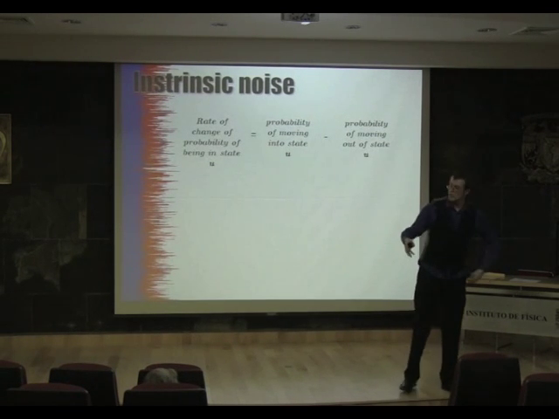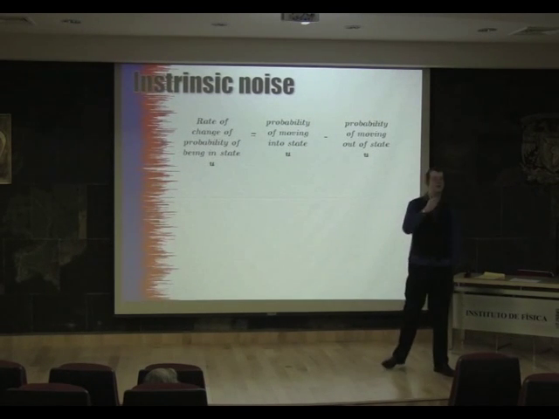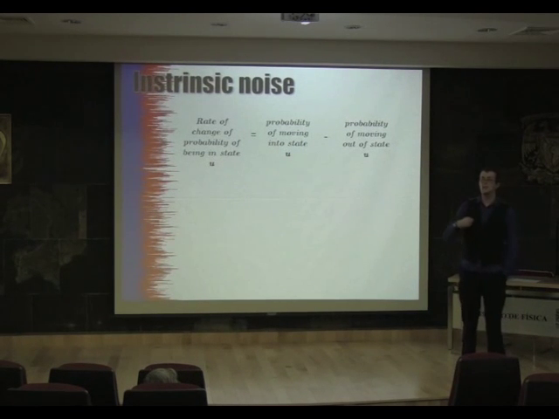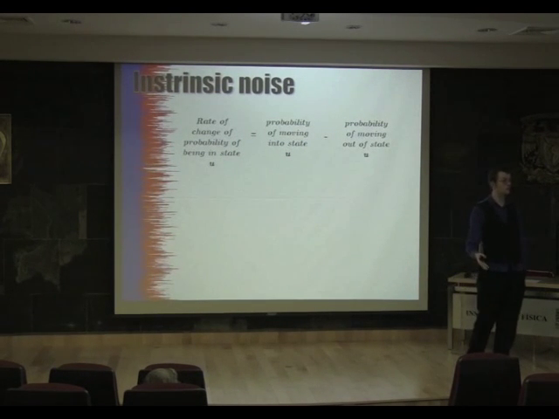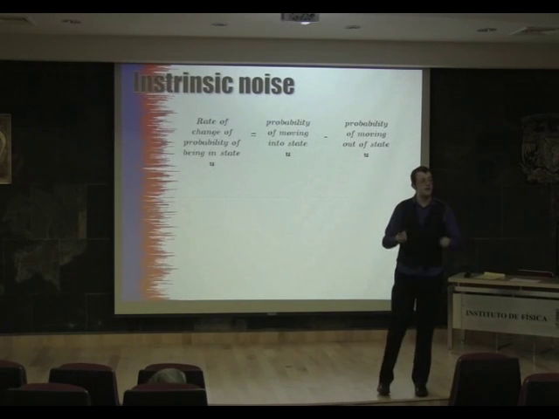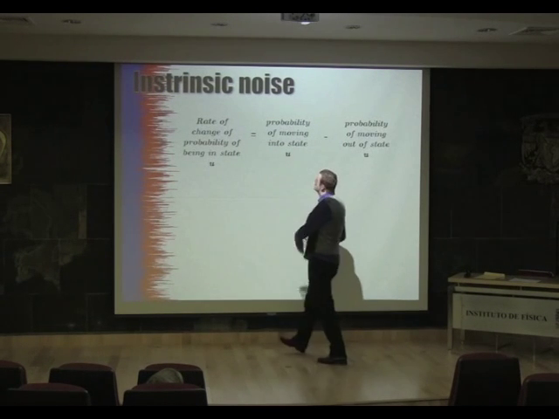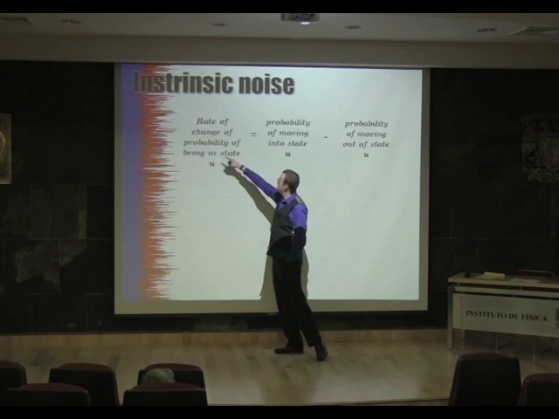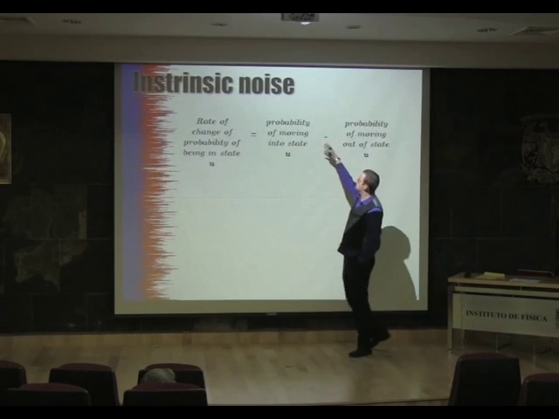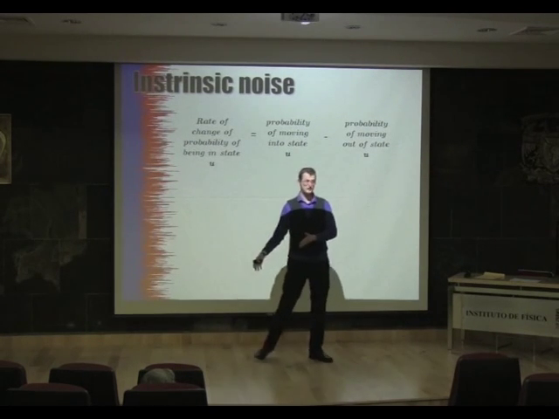Very simple. However, because we're talking about probabilistic systems now, we can't talk about being in an exact state. We can only talk about a probability distribution and how that evolves. Other than that, the idea is exactly the same. You're still using a conservation idea. Instead of saying you're in a state, you're saying, well, what's the probability of being in that state? So the rate of change of probability of being in the state is equal to the probability of moving into the state minus the probability of moving out of the state.